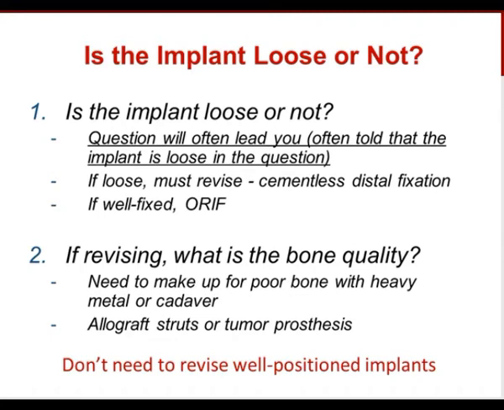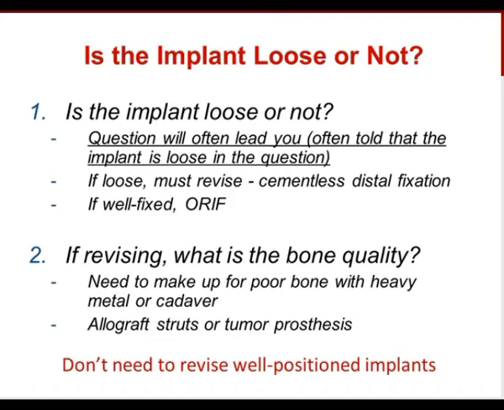And then if you're revising the femur, you need to decide what the bone quality is like. If you have adequate diaphysis to obtain cementless fixation, then that should be your answer. If the diaphysis is inadequate for diaphyseal engagement, then that's where you need to use either heavy metal, a tumor prosthesis, or an allograft prosthetic composite. Remember that you don't need to revise well-positioned implants.